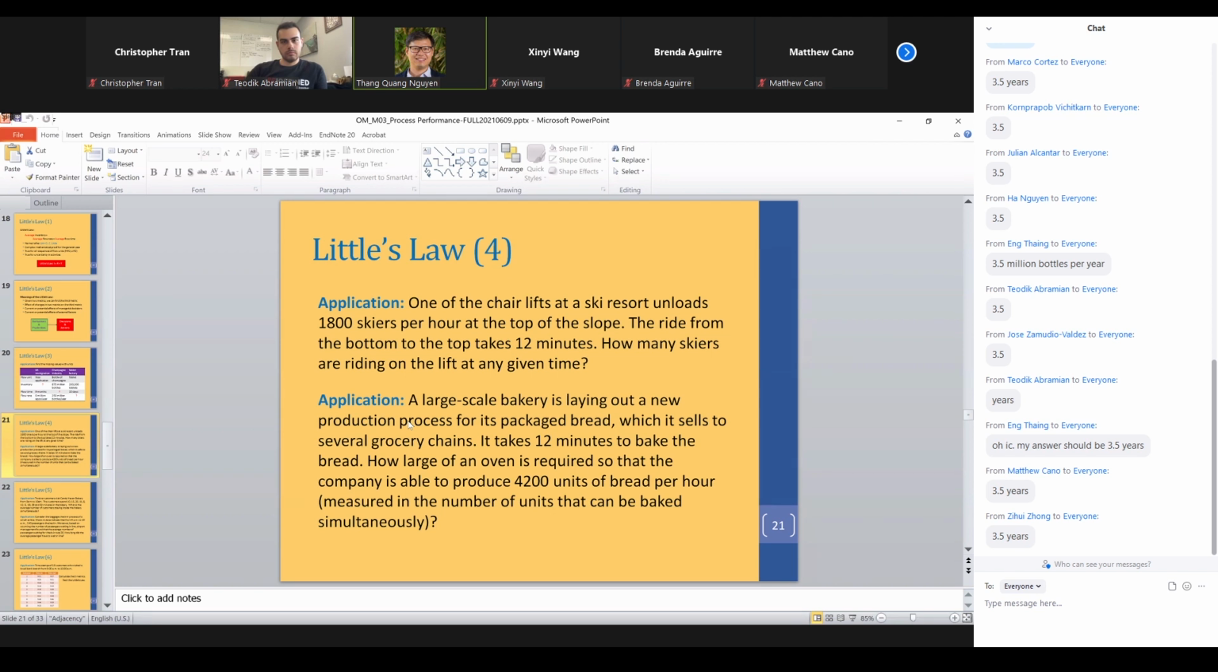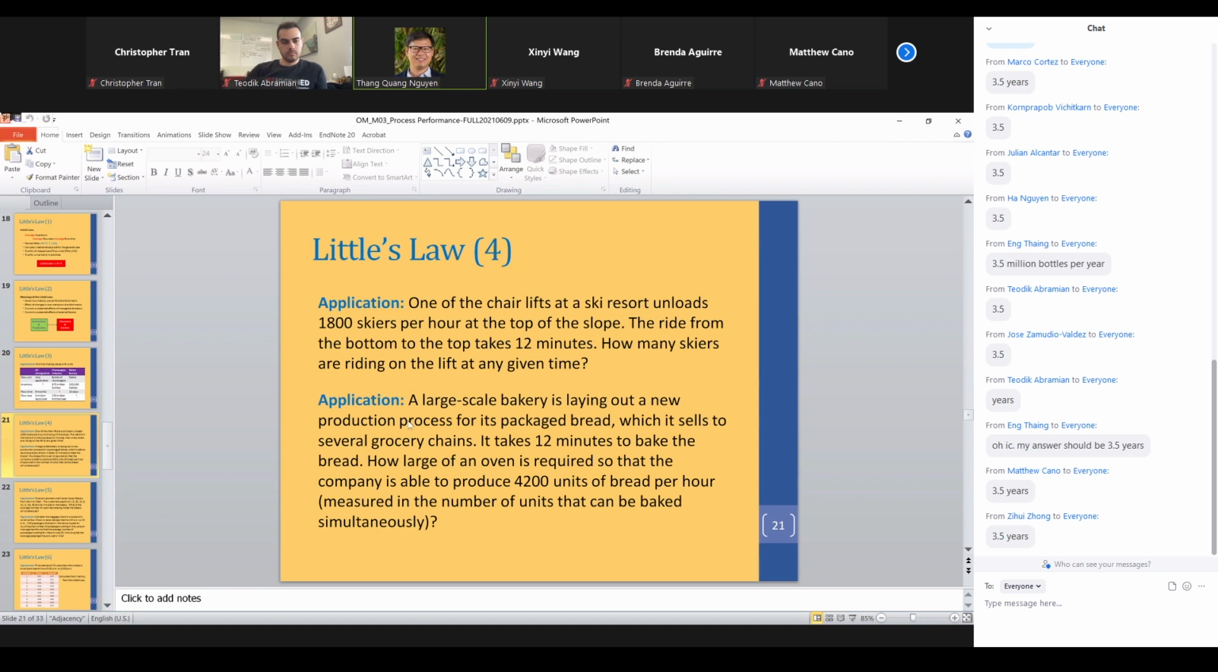A large-scale bakery is laying out a new production process for its packaged bread, which it sells to several grocery chains. It takes 12 minutes to bake the bread. How large of an oven is required so that the company is able to produce 4,200 units of bread per hour, measured in the number of units that can be baked simultaneously.